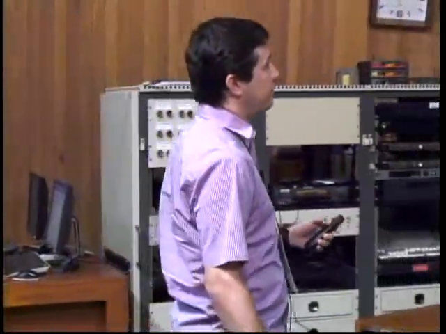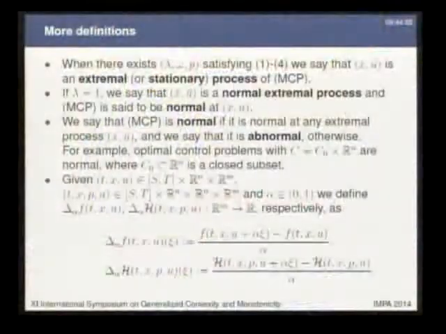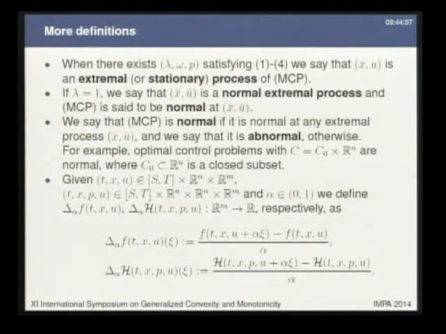Some more definitions. When you have this triple satisfying the conditions from the maximum principle, we say that X bar U bar is an extremal process, or also a stationary process. When lambda equals 1, we say that it's a normal extremal process. Here we have the same notation Geraldo used before. Delta alpha of F is this difference here. We also use this notation for the Hamiltonian.